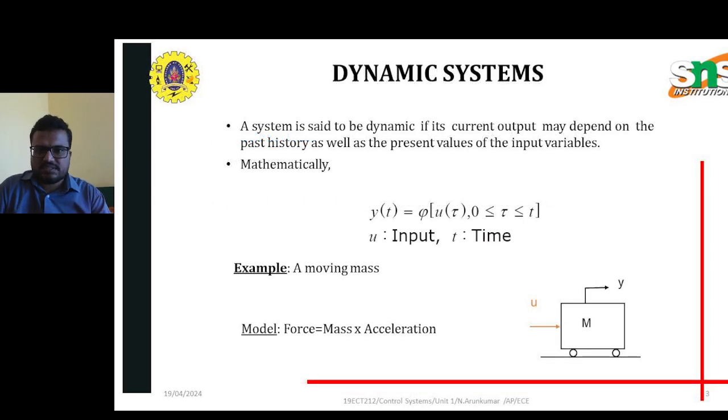Dynamic systems. A system is said to be dynamic if the current output may depend on the past history as well as the present value of the input variables. So mathematically, y of t equals q of u of tau, for tau less than or equal to t, because it is based on your input and time. So if your time and input are in the equation, then automatically the block will be moved towards the other blocks. For example, a moving mass m is having an input u and the output as y. So the model is force equal to mass into acceleration.